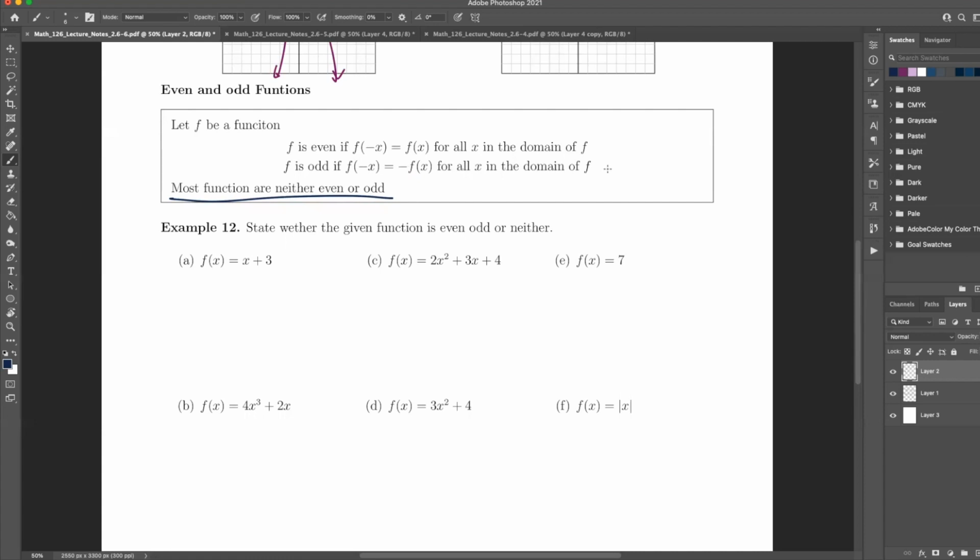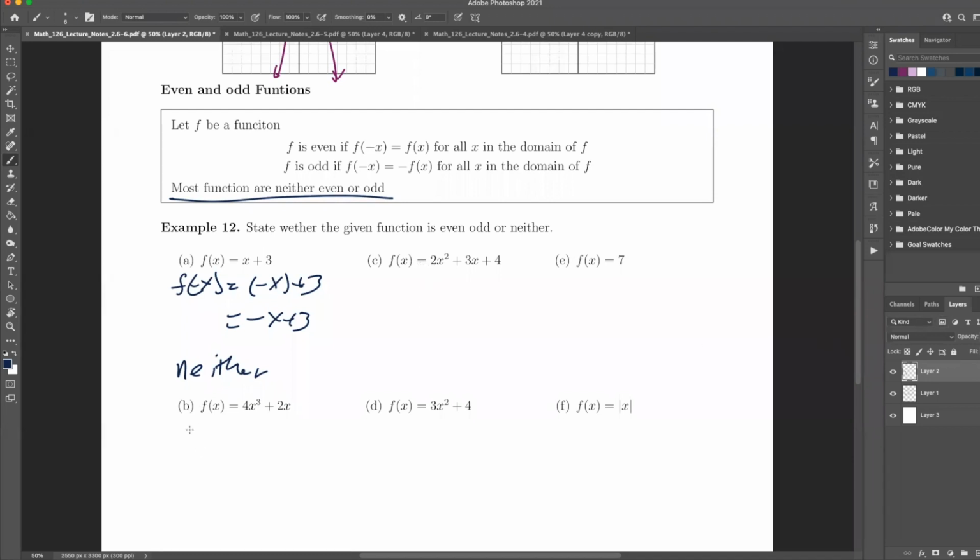Because if I said, well, is the number 1.5 even or odd? The answer is really neither, right? And the same thing with most functions, because here, if I plug in f of minus x, I get negative x plus 3, which is equal to minus x plus 3. And notice that this is neither. It is not the original function x plus 3, and it's not a negation of the function, because if I negated the whole function, I'd get negative x, negative 3. So this one's really neither.